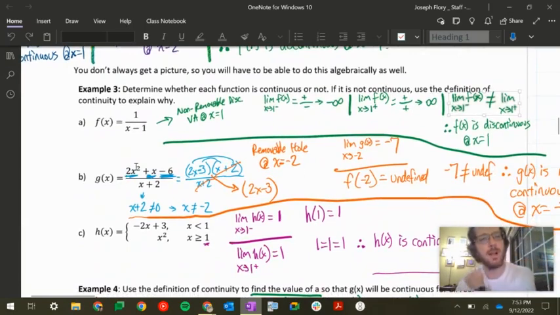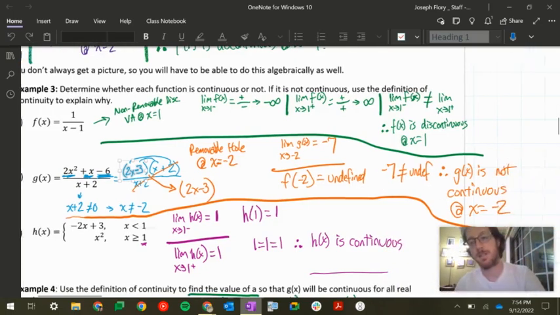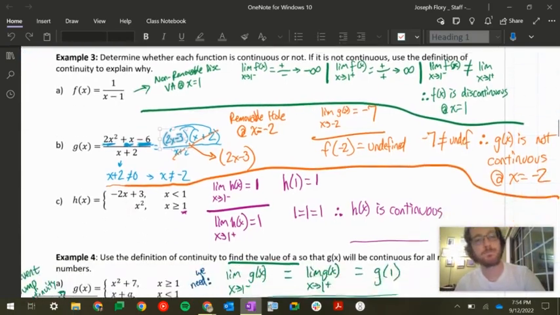Part B, g of x, another rational function, factor it. You're going to find common factors in the top and the bottom, which will cross out, which leads you to a hole. Set that x plus 2 factor equal to 0. You get your hole at x equals negative 2. So that's where we're investigating. Left-sided limit, right-sided limit. You could just do direct substitution into the leftover 2x minus 3 function, and you're going to get negative 7. But the function is undefined there. Negative 7 doesn't equal undefined, so it is discontinuous at x equals negative 2.